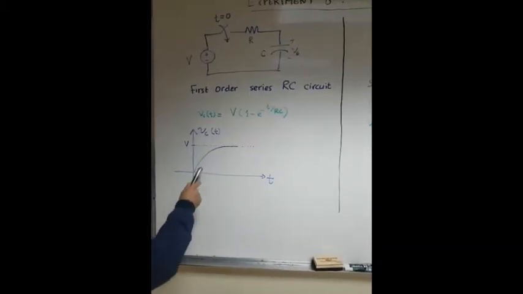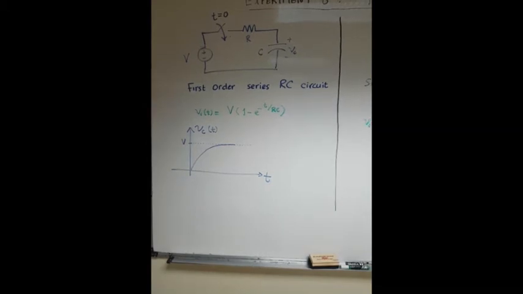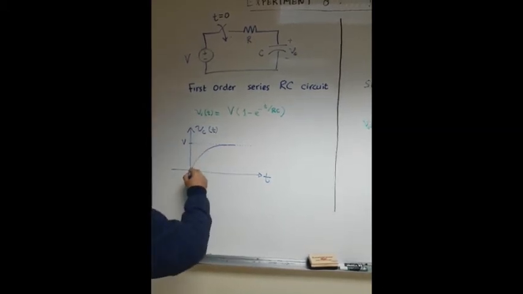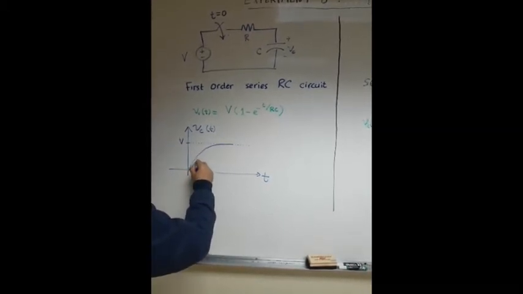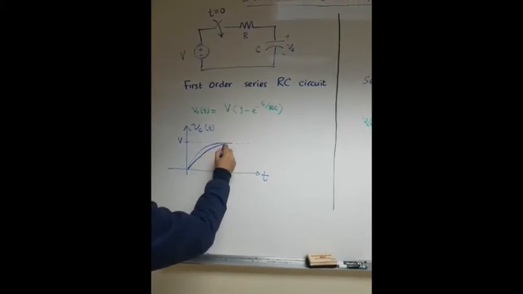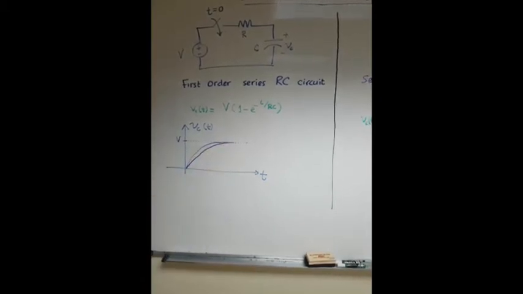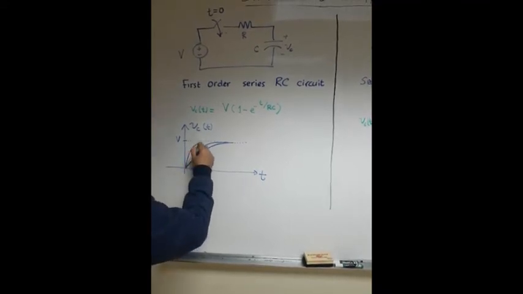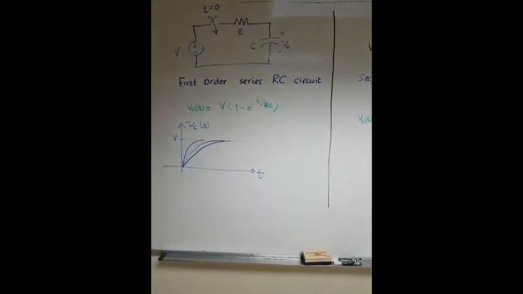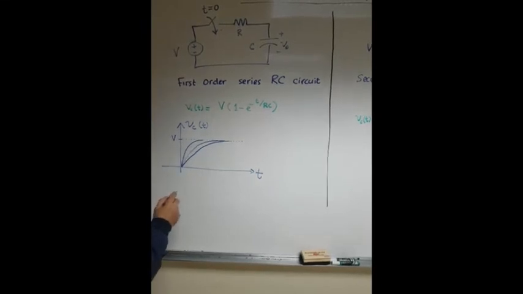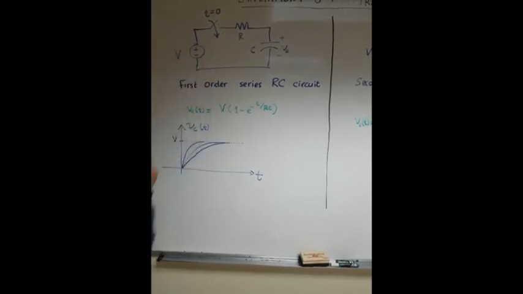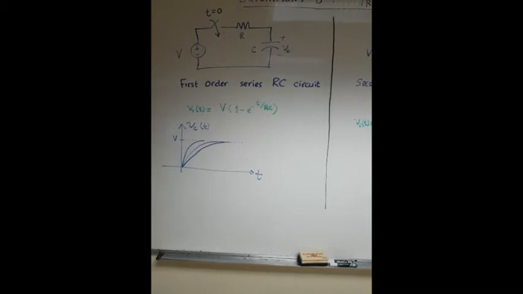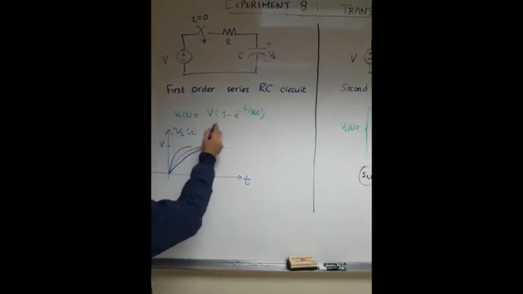Actually, this graph can have different forms. For example, this VC(t) could increase slower than the graph that was shown earlier, or in some scenarios VC(t) could actually increase very rapidly. So this behavior is actually controlled by the values of R and C in the circuit.